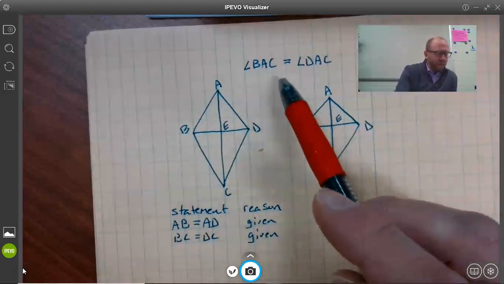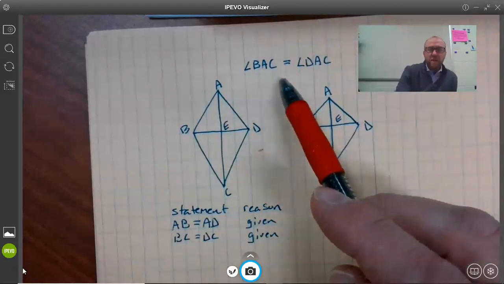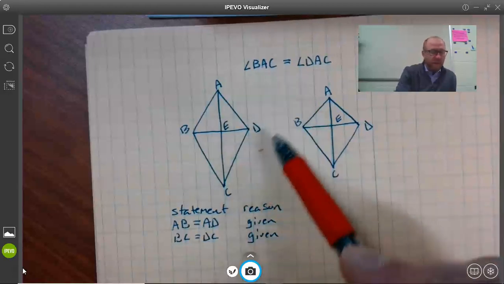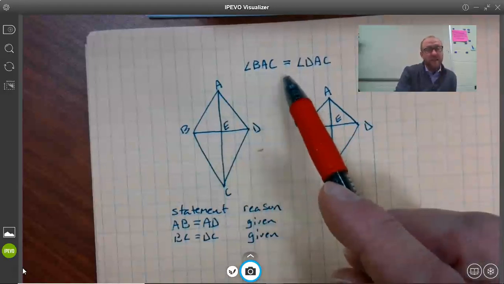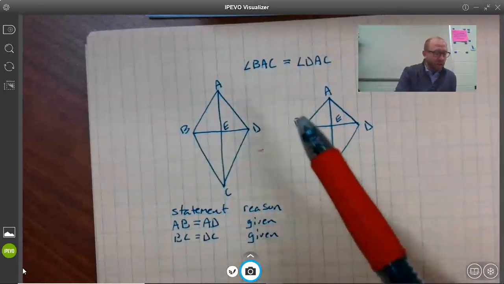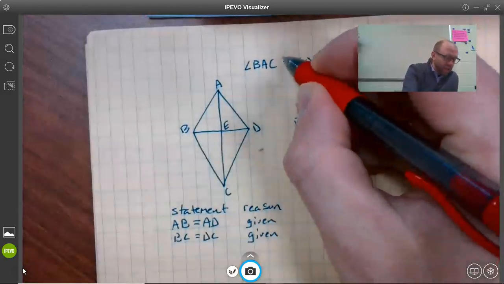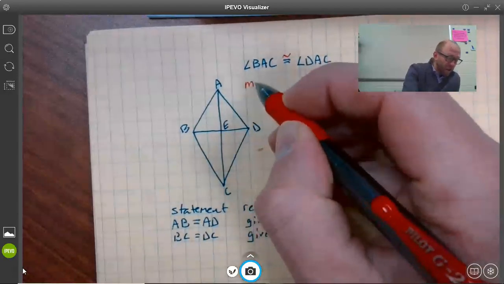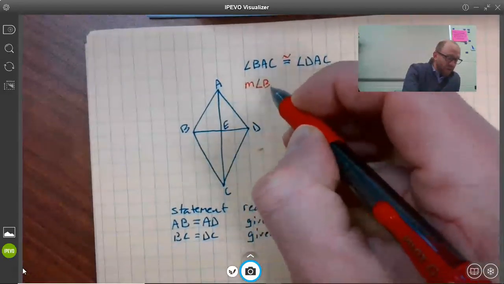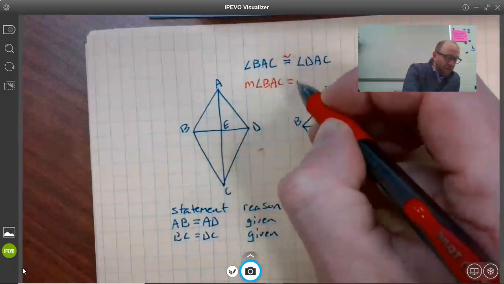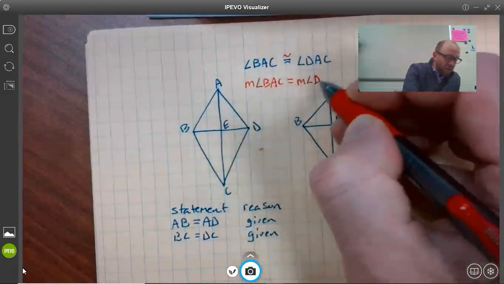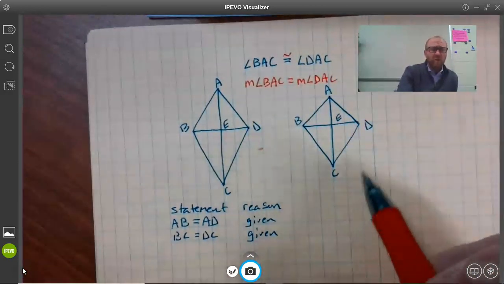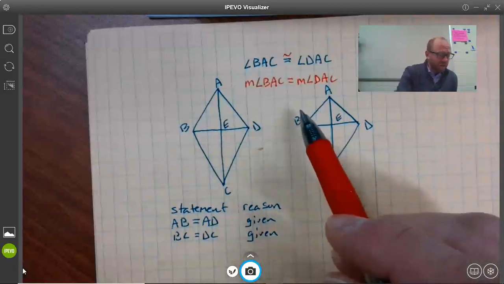Okay? In this particular case, the thing we're trying to prove is that angle BAC is equal to angle DAC. And a couple quick things about this statement here. First of all, this is technically inaccurate. Technically, we would say that angle BAC is congruent to angle DAC, and we would say that the measure of angle BAC is equal to the measure of angle DAC.